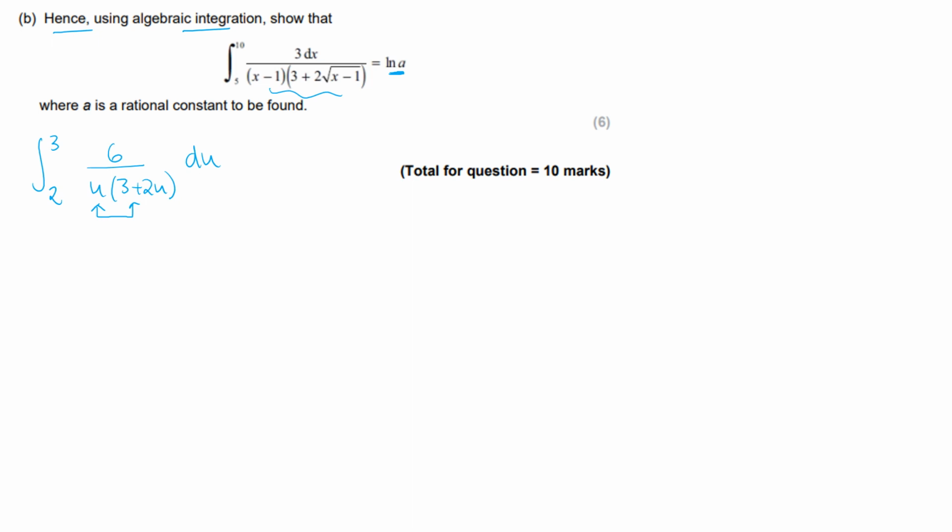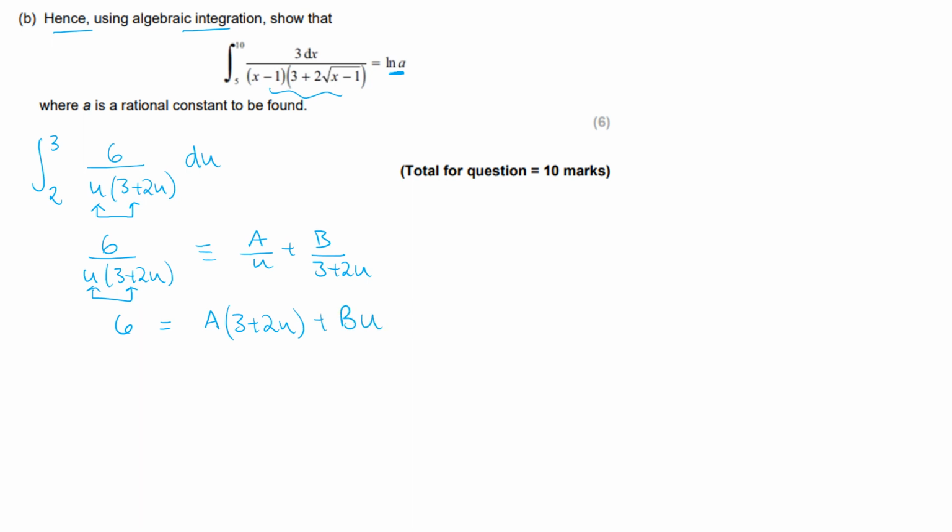So pulling out what we're integrating and splitting that up first, we've got 6 over u times 3 plus 2u. That's equivalent to a over u plus b over 3 plus 2u. Clearing fractions by multiplying throughout by this denominator, both sides, we'll get 6 on the left, and on the right, the a and b terms will just get what they've not got in their denominator. So a will get the 3 plus 2u, plus bu.